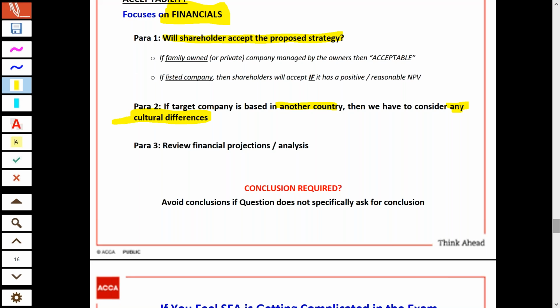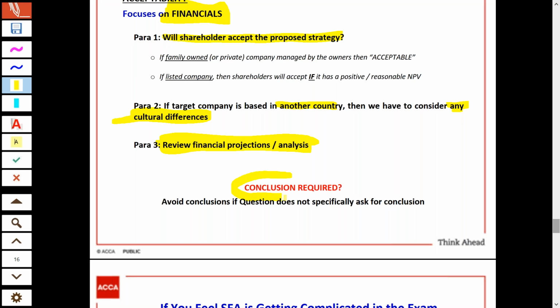Full stop. The third thing is, now we will look at the financial projections or the financial health of the target company. And I will show you on the next slide what to look at.